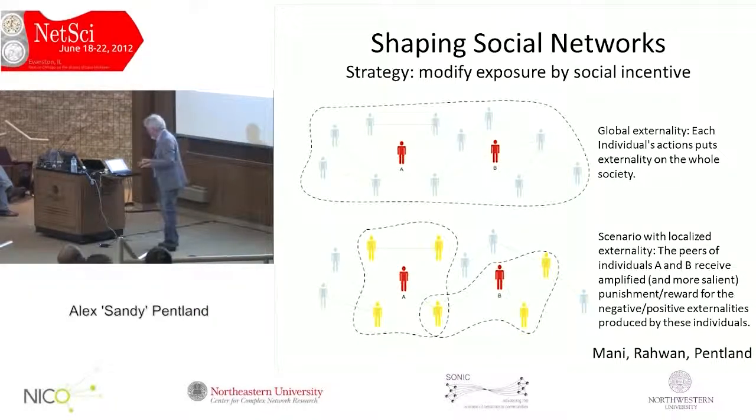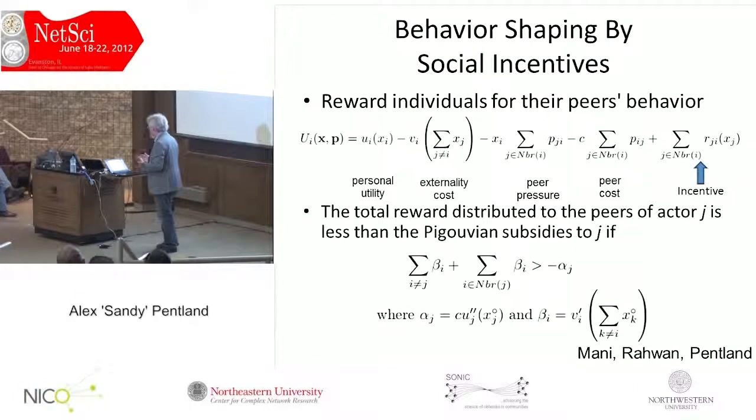in your behavior. And the mathematics of that are basically the same sorts of mathematics for externality costs and peer pressure that Matthew Jackson, Stanford has introduced. But now what we've done is added a final term, which is an incentive to apply peer pressure to people to change their behavior. Okay.